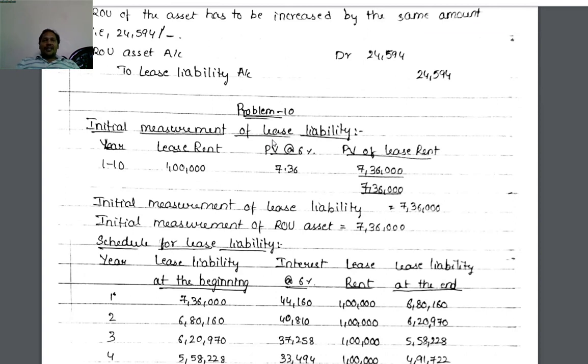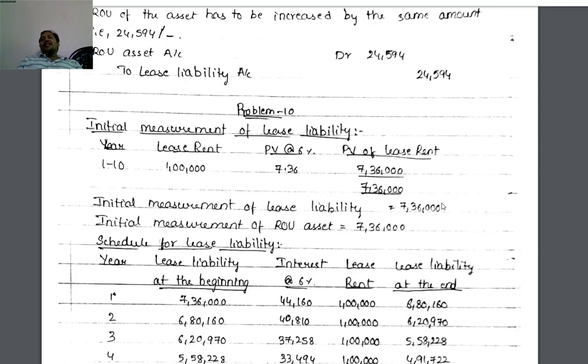Initial measurement of lease liability: years 1 to 10, lease rent 1 lakh, discounting at 6%, the incremental borrowing rate of the lessee. This 1 lakh is a repetitive lease rent, so we can go by the annuity factor. Annuity factor at 6% for 10 years is 7.36. Present value of lease rent: 1 lakh into 7.36, 7,36,000. That is the initial measurement of lease liability. Initial measurement of lease liability is 7,36,000.